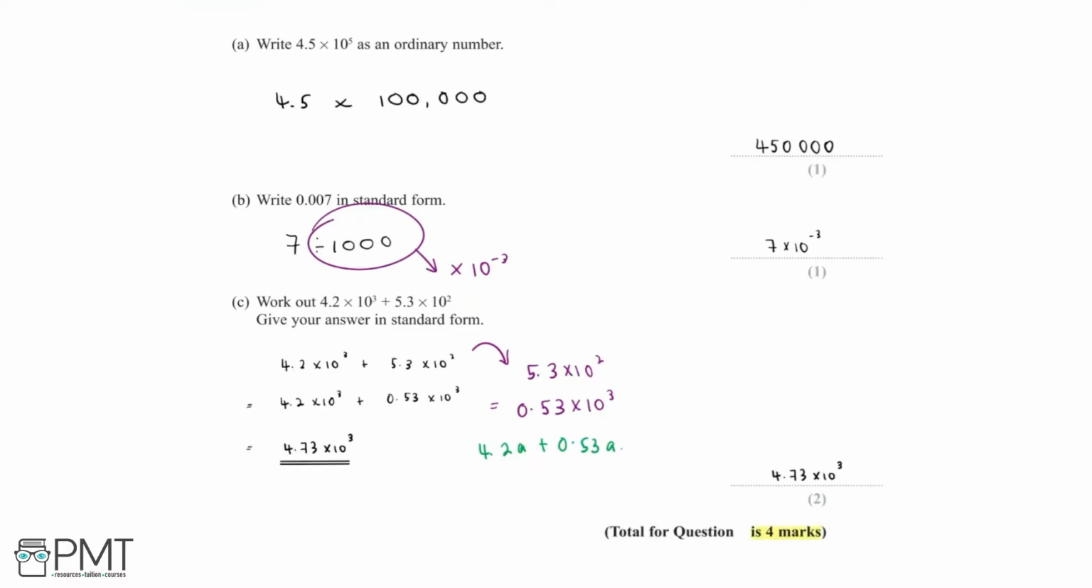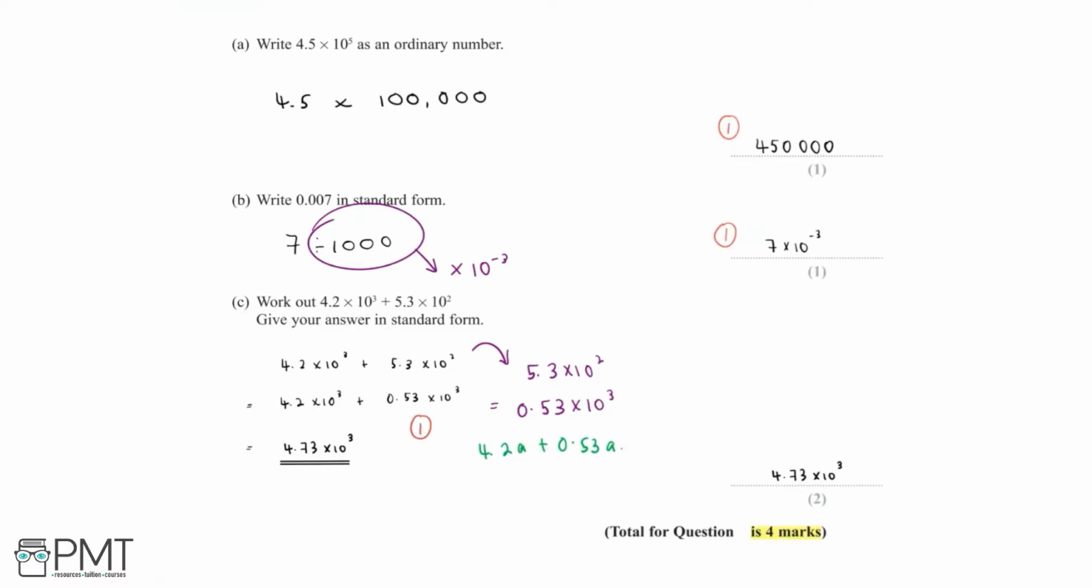Now this question is worth 4 marks. We get the first mark in part A for saying that 4.5 times 10 to the power of 5 is equivalent to 450,000. We get the second mark in part B for saying that 0.007 in standard form is equivalent to 7 times 10 to the power of minus 3. We get the third mark for saying that 5.3 times 10 to the power of 2 is equivalent to 0.53 times 10 to the power of 3.